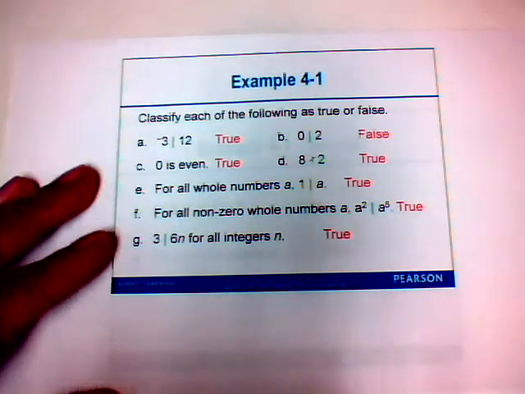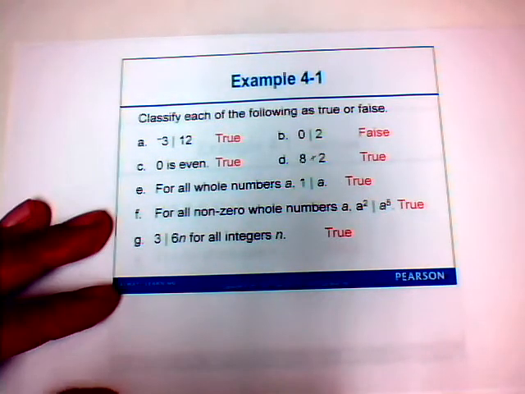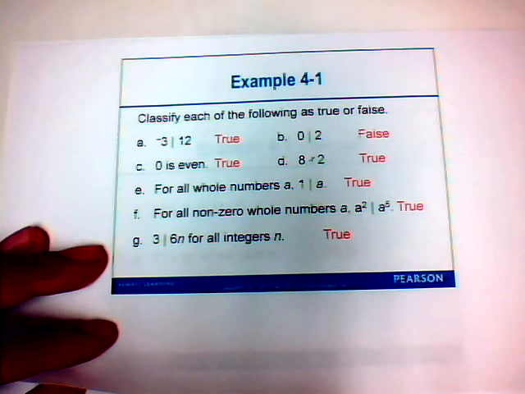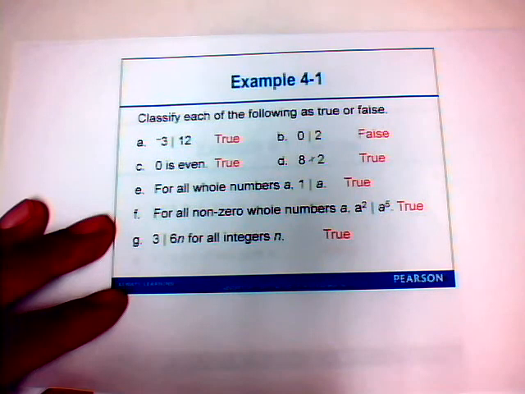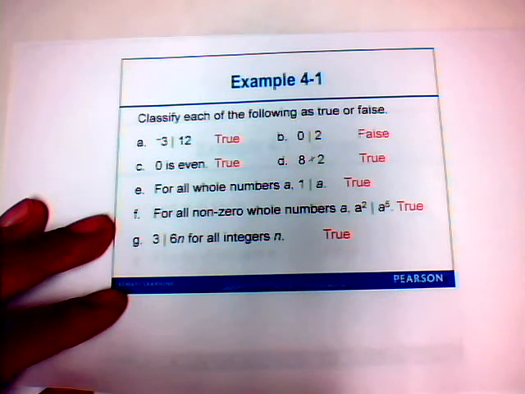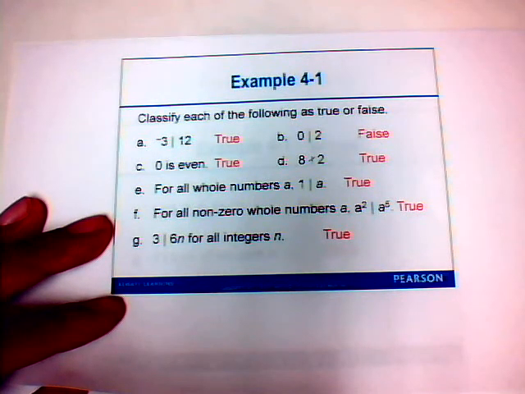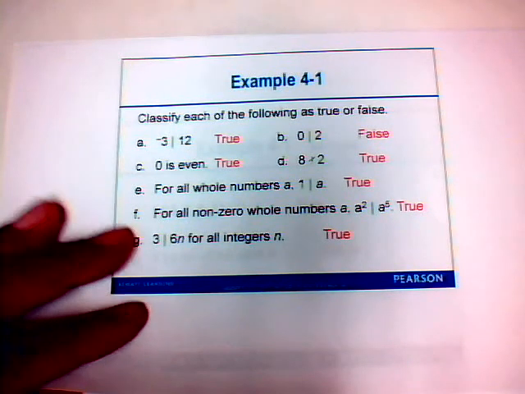Part C, 0 is an even number, which is true. Part D, 8 does not divide 2. That's true, because we cannot divide 8 into 2 to get a whole number. Part E, for all whole numbers a, 1 divides a, which is true, because it doesn't matter whether it's 1,000,000, 1 divides 1,000,000, or 50,000, 1 divides 50,000, or 80, 1 divides 80.